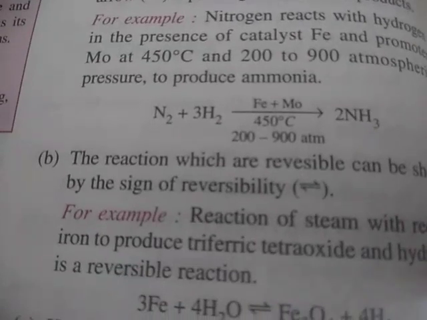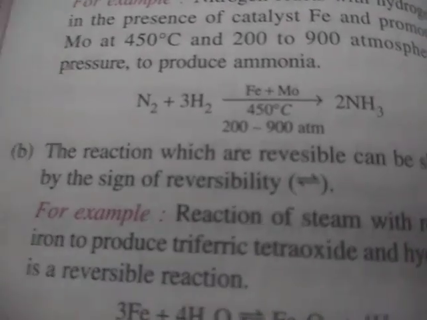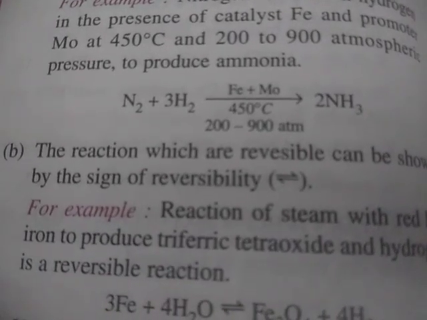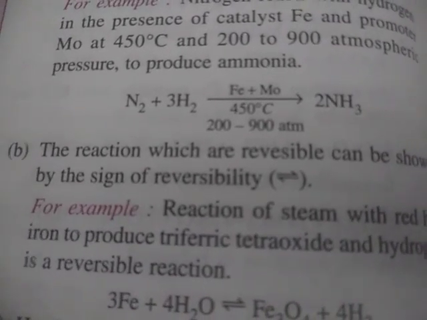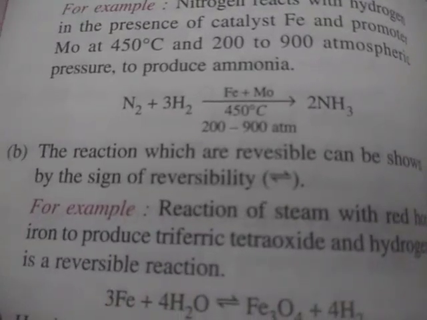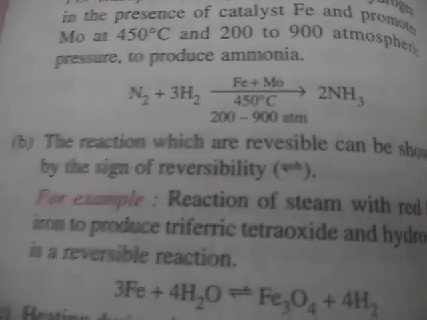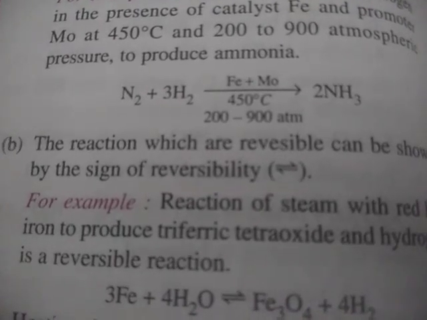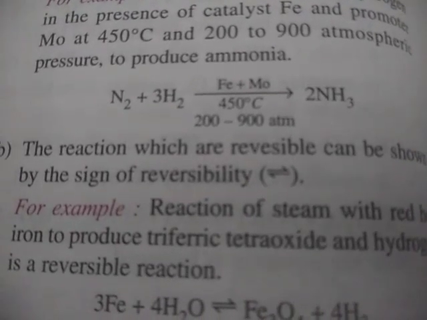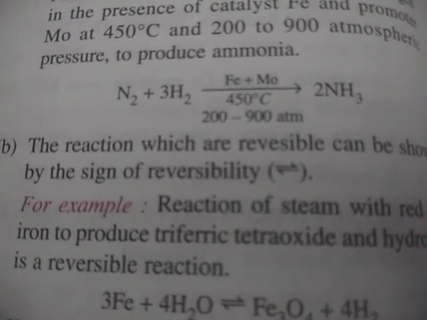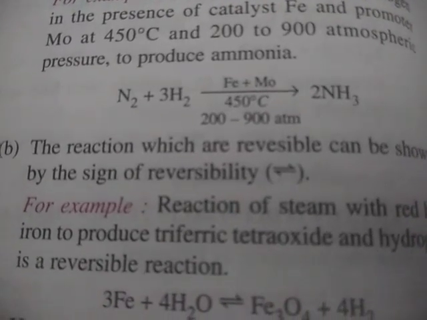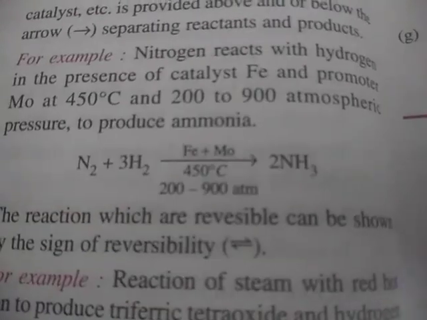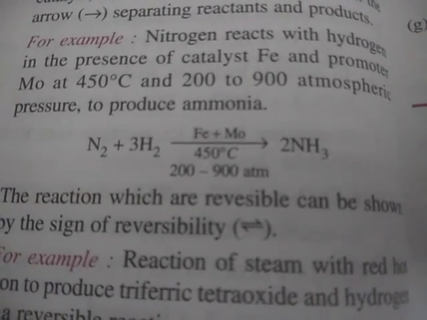Like on page number 14, you can see on the right hand column, nitrogen and hydrogen are reacting together. Although they have not mentioned that these are gases, with our common sense we know they are gases. And then the catalyst is Fe, that is iron, and molybdenum, Mo, taking place at 450 degrees Celsius temperature and 200 to 900 ATM, ATM means atmospheric pressure.